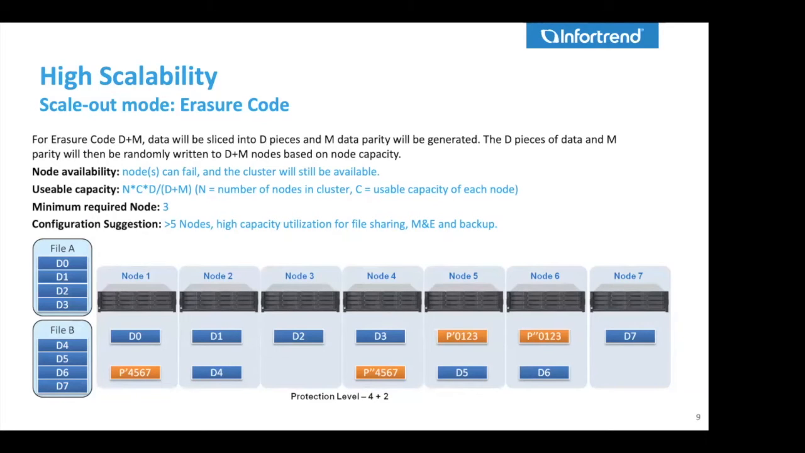For erasure coding, the take-home message here is that you need a minimum of 3 nodes to implement erasure coding. But for the best configurations for high capacity utilization, which means not losing too much capacity for the number of nodes in your system, Infortrend recommends a 5-node starting point as the best optimization for capacity, and especially for media and streaming data.